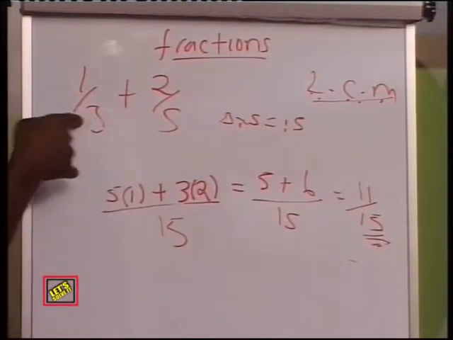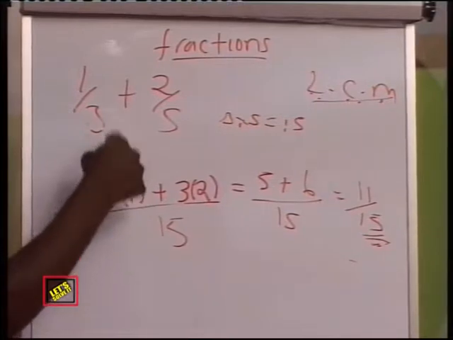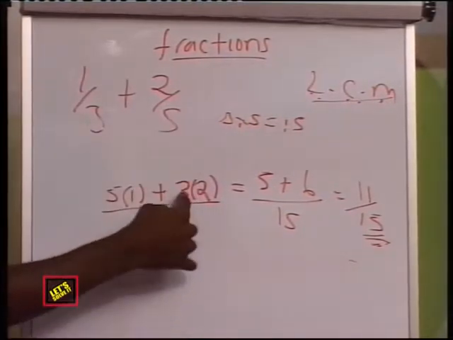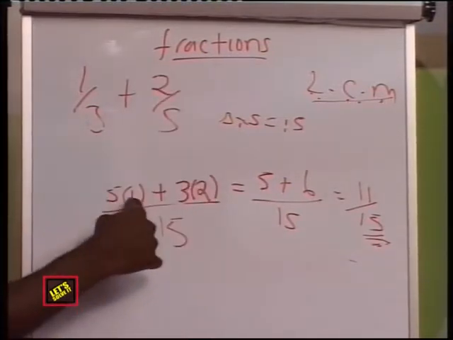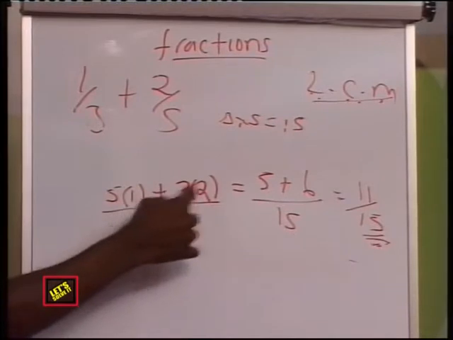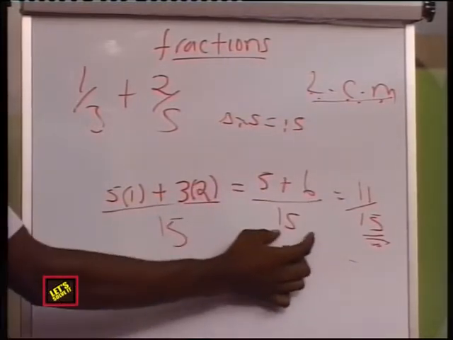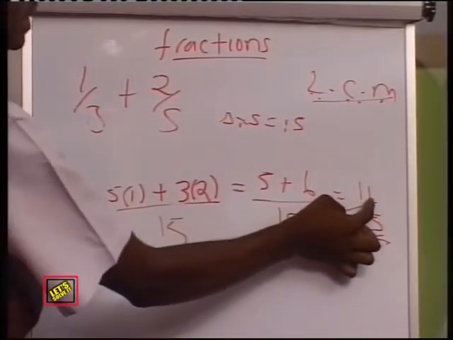Then you divide 3 into 15. The answer is 5. You open brackets, we put the numerator there. Plus 5 into 15, the answer is 3. Open bracket, you put the numerator there. Then now we multiply 5 times 1, the answer is 5. We write the sign, plus 3 times 2, the answer is 6. Over the LCM, which is 15. We add 5 plus 6, the answer is 11.